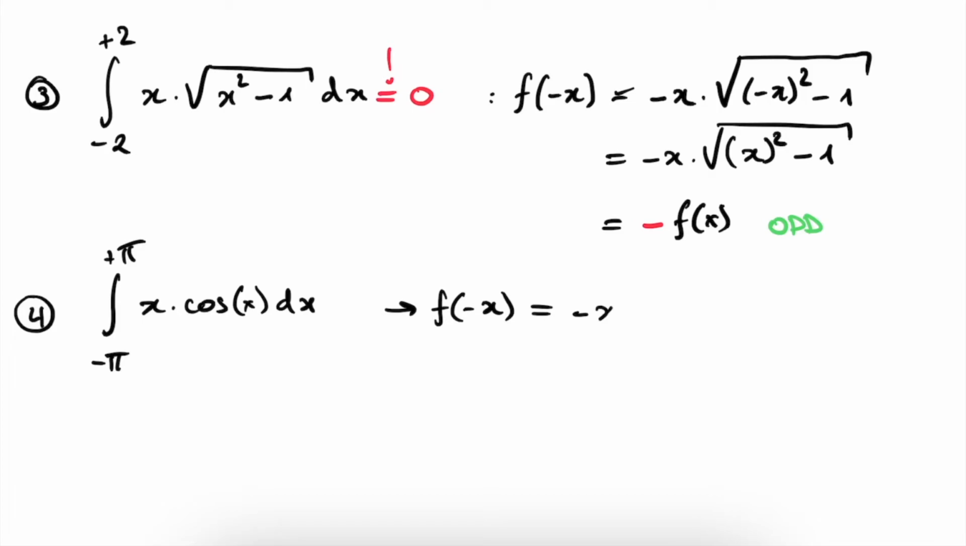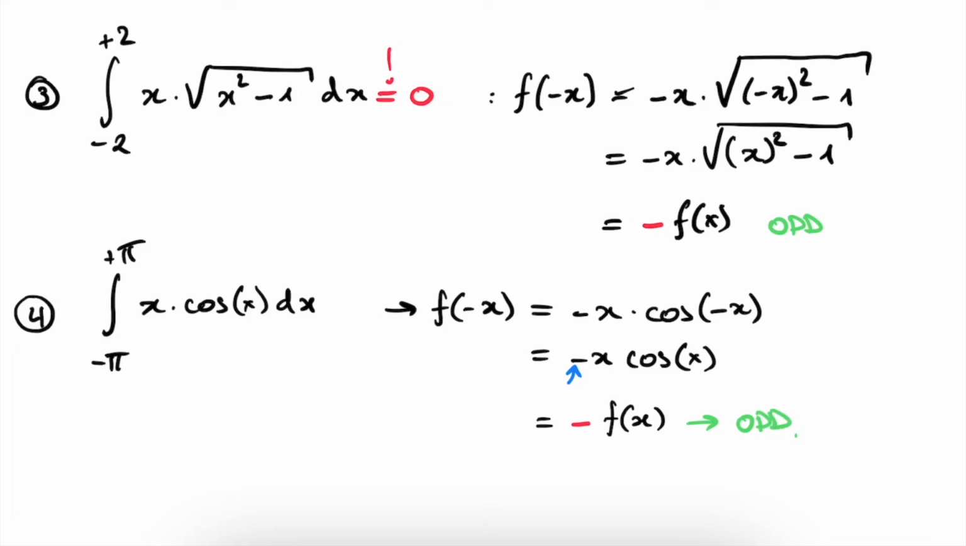So we get minus x times the cosine of minus x. And because we know that the cosine of minus x is equal to the cosine of x, which is something you learn in goniometrics, we see that we again get the function that we had before, x times the cosine of x, but now with a minus sign in front of it. So again, we get minus f of x, which means that this function is again an odd function, which means that this integral will be 0.